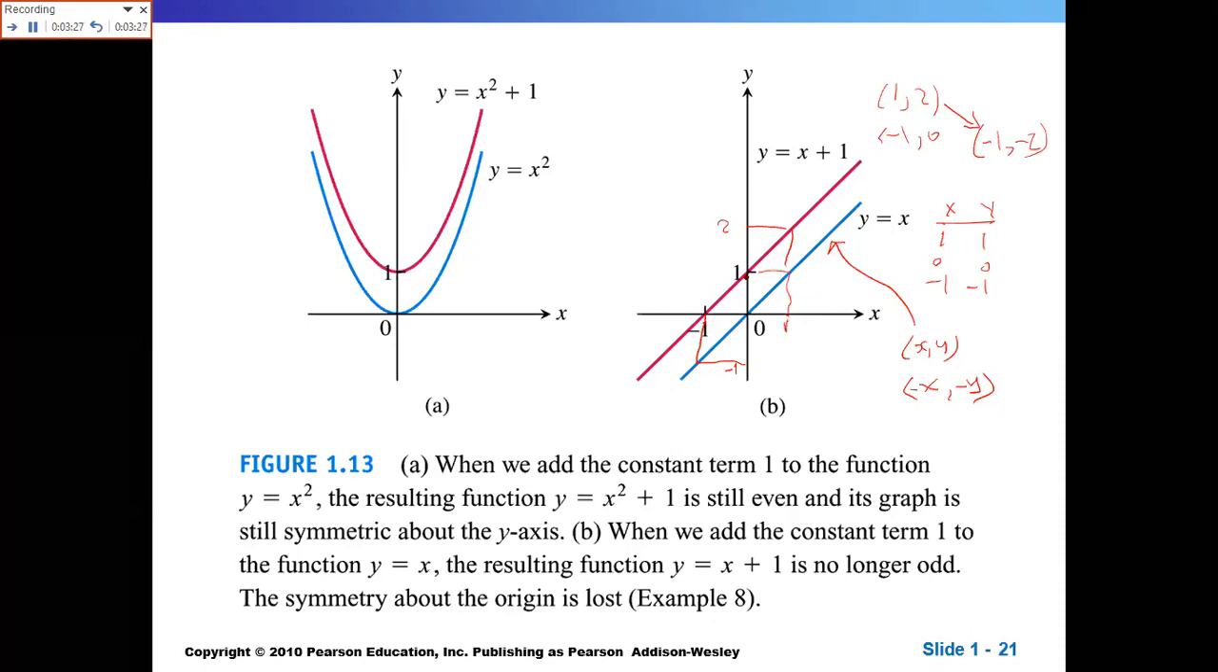F of 1 is equal to 1. F of negative 1 equal to negative 1. Now, is this symmetric around the origin? It's not even passing through the origin. No.